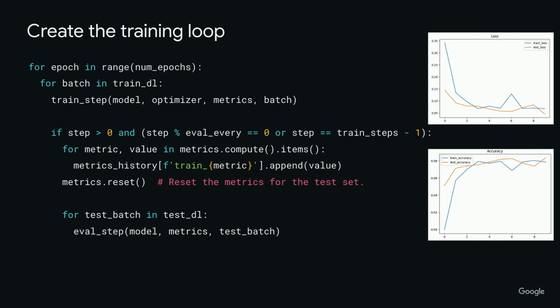Now, we put everything together to create the main training loop. We iterate through the training dataset, and for each batch, we call the train step function. At specified intervals determined by the value of eval_every, or at the very end of the training, we compute and record the training metrics. We then run the eval step on the test dataset, record the test metrics, and reset the metrics. This process continues for the specified number of training steps.